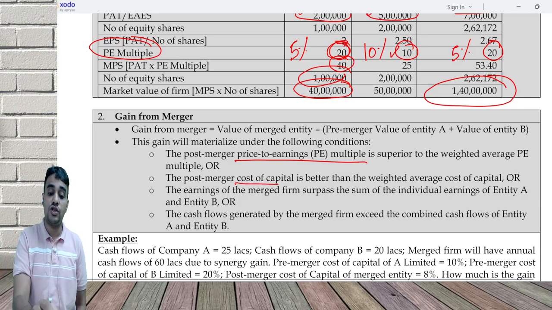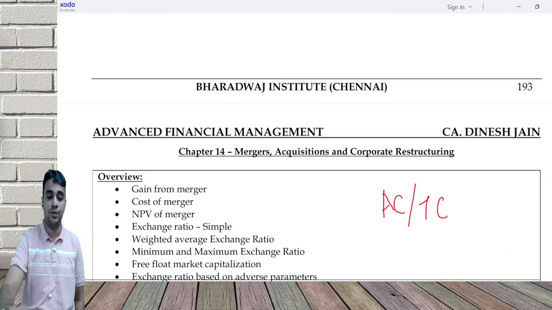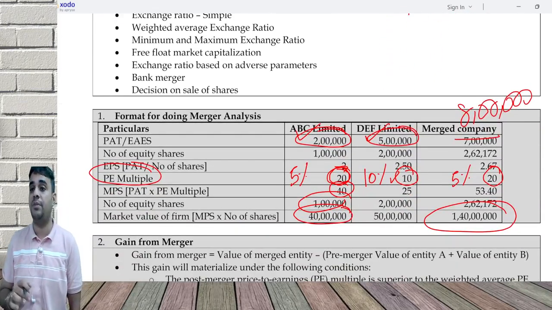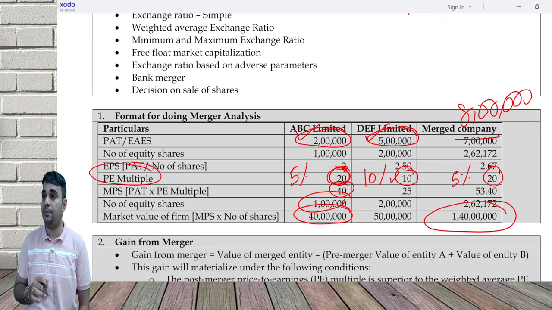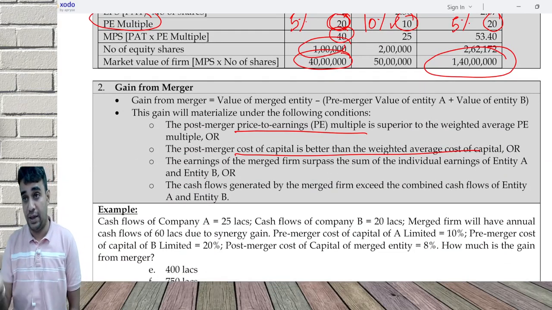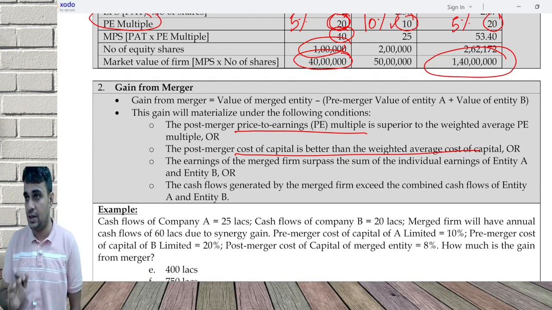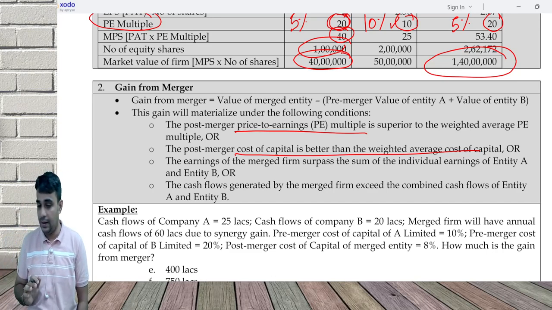Or cost of capital is better than the weighted average cost of capital. What is cost of capital? I was showing you the calculation, the inverse of P multiple is the cost of capital. So if cost of capital is also better, it can lead to synergy gain. It can lead to merger gain.